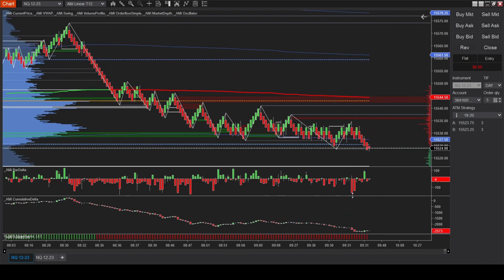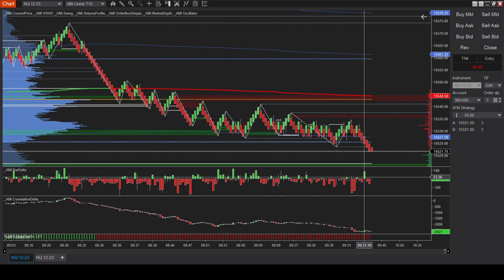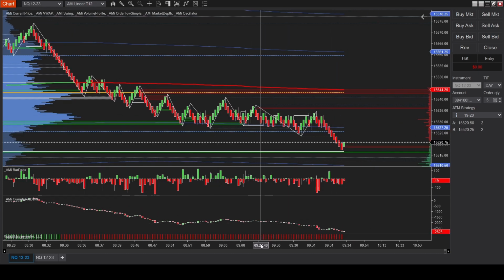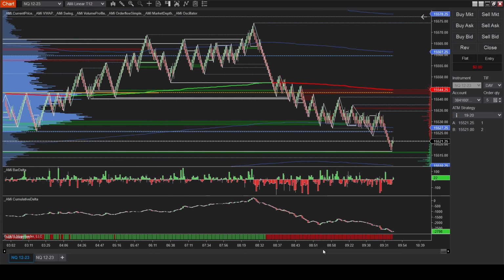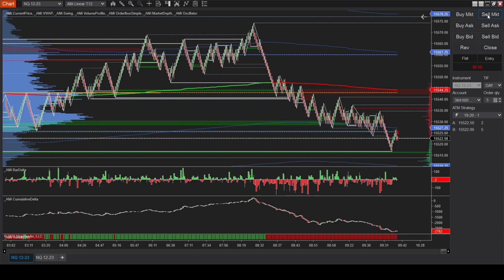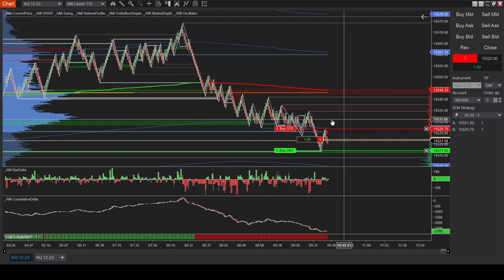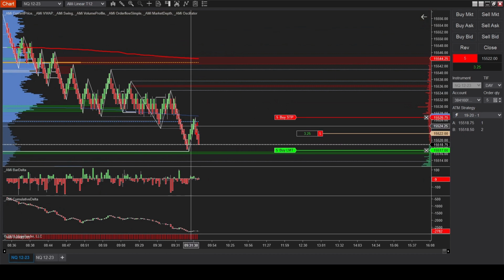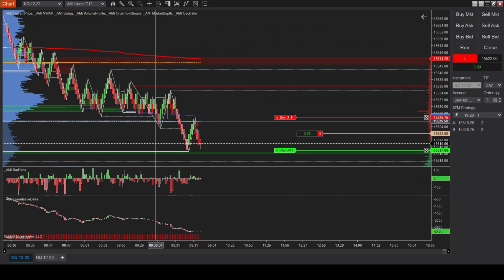Some buyers coming in now, potentially getting squeezed. This might push to the downside. There you go. I'll take the short here, see if we can get a push off of current value area low and that prior swing level.